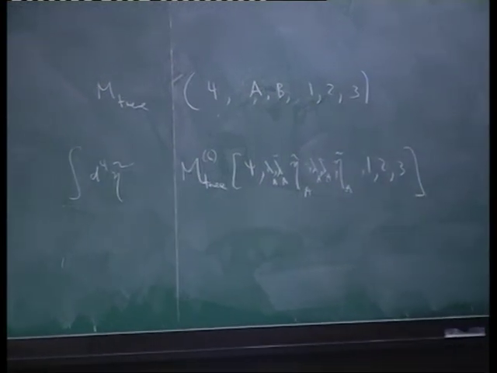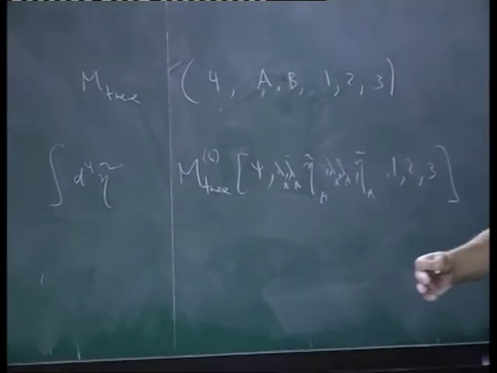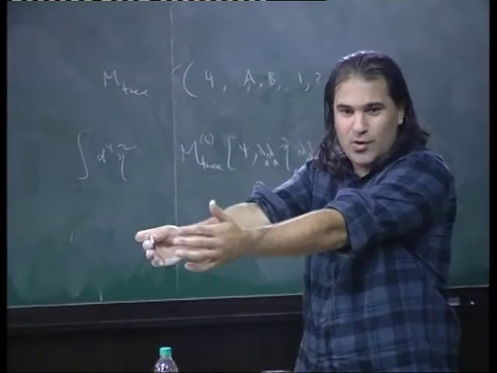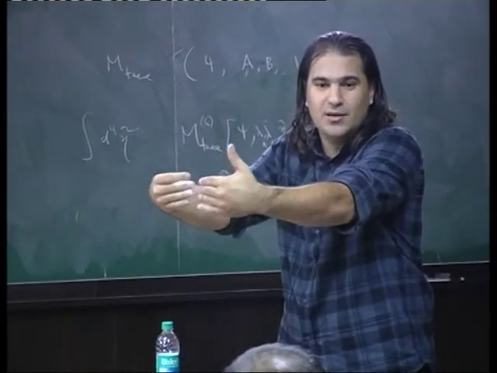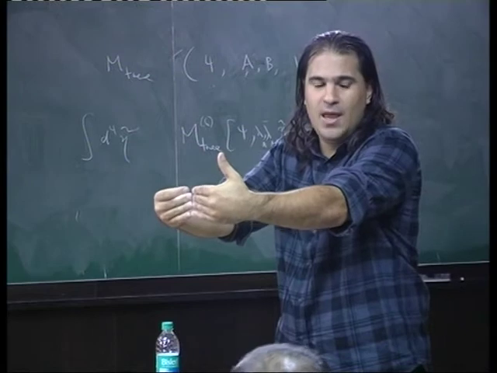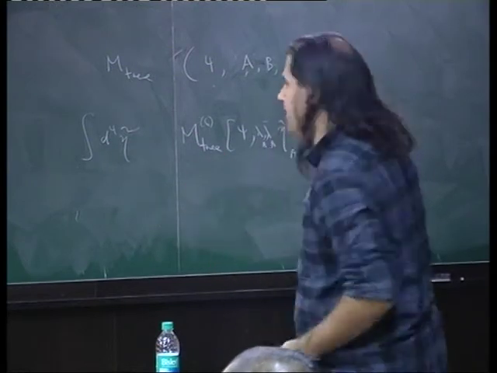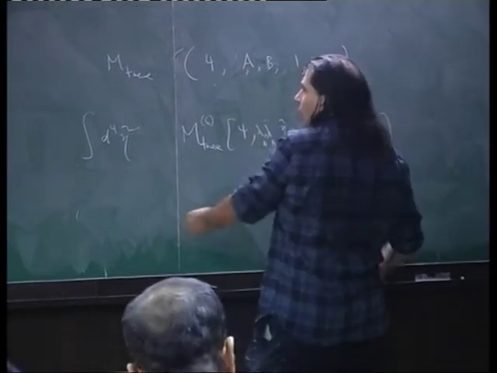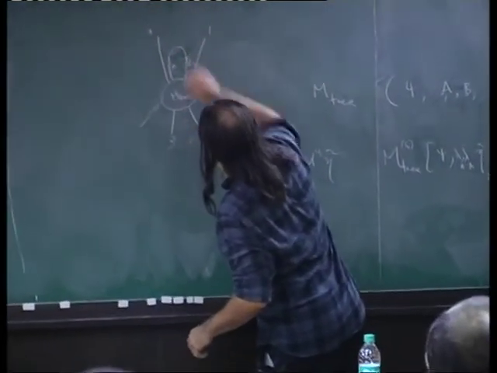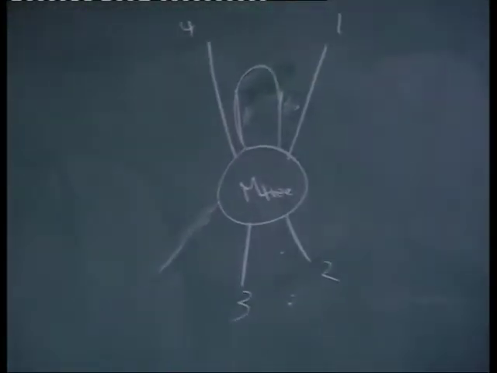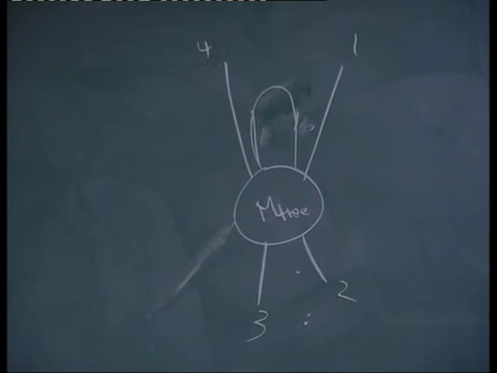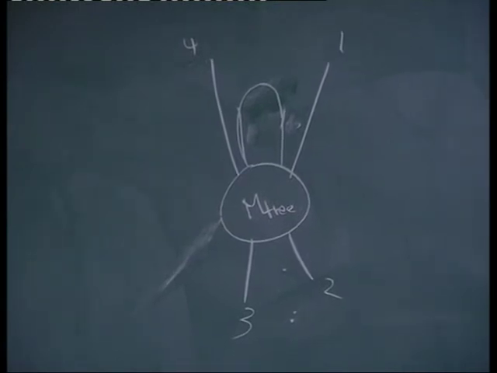1, 2, 3. Okay, is that clear? So I literally take the tree amplitude and I take, it's called the forward limit because I'm taking two of the particles and making their momenta equal and opposite. Okay? And I'm summing over all the helicities. Now, that's what that means as an on-shell diagram. And now I'm also integrating over the phase space of that guy that I merged.